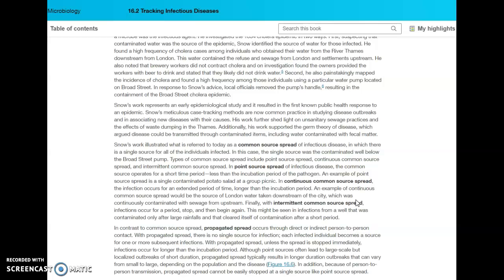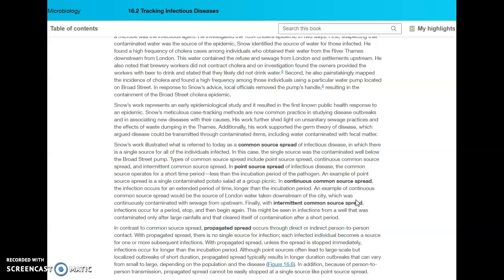Types of common source spread include point source, continuous common source, or intermittent common source. So for point source, the common source is for a short time period, which is less than the incubation period of a pathogen. So this would be like a potato salad at a picnic. So it's a common source. It's the same thing that's making everyone ill, but it was there only for a very specific point in time.